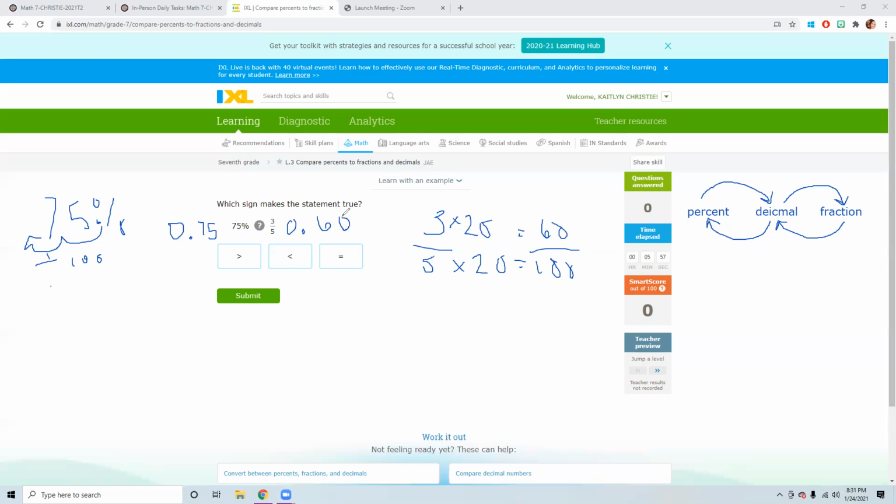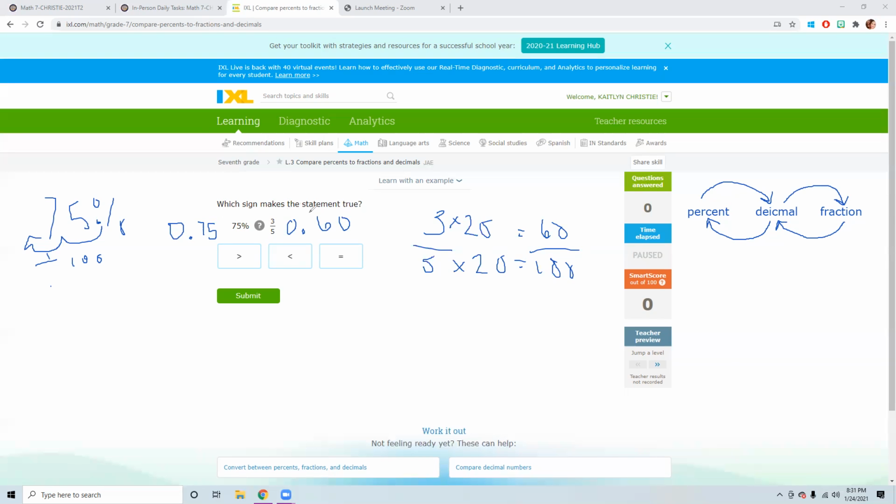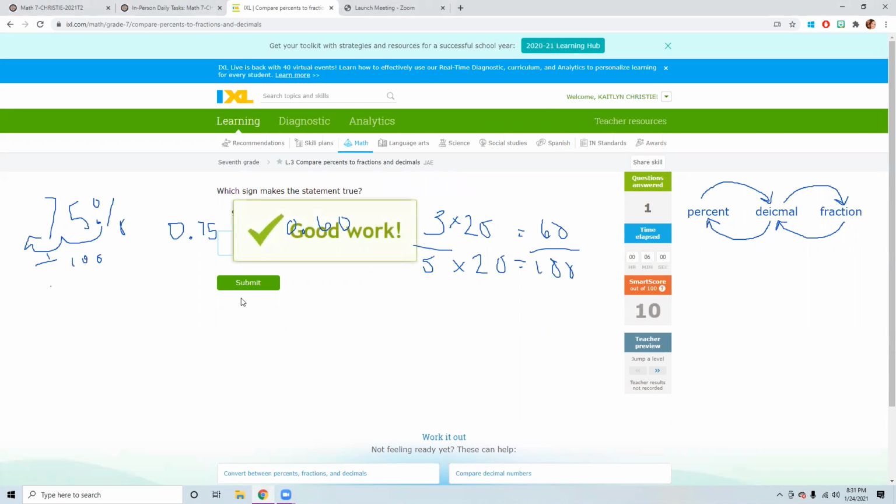Technically, I could have a 0 there if I really wanted to, which makes it a little bit easier to compare these two numbers. I've got 60 cents and I've got 75 cents. I know that 75 cents is going to be more than 60 cents. So we're going to be using that sign there and submit our work.